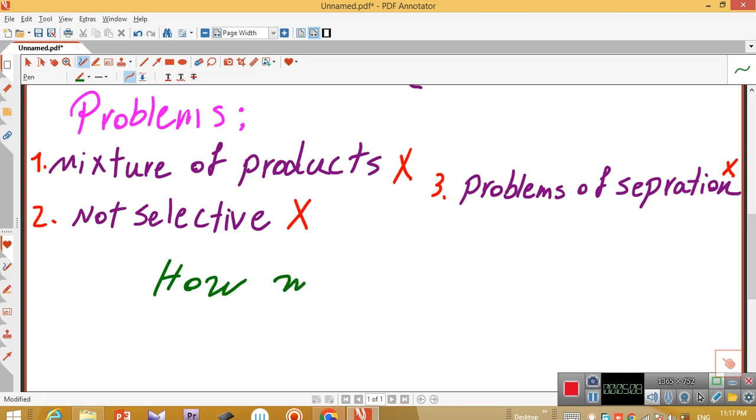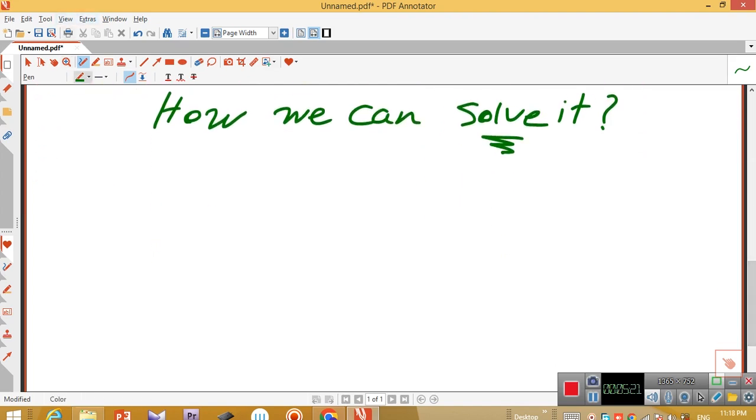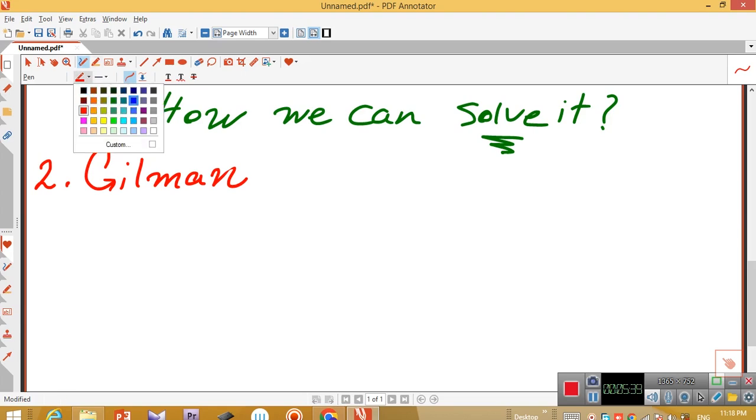So we want to solve these problems. All scientists thought about this issue and proposed another way to solve these problems, how we can synthesize asymmetric alkanes. So who came? Gilman. Gilman was a scientist who came with an approach and said, I will have another way of synthesis of alkanes in order to solve this issue. And what did Gilman tell us?